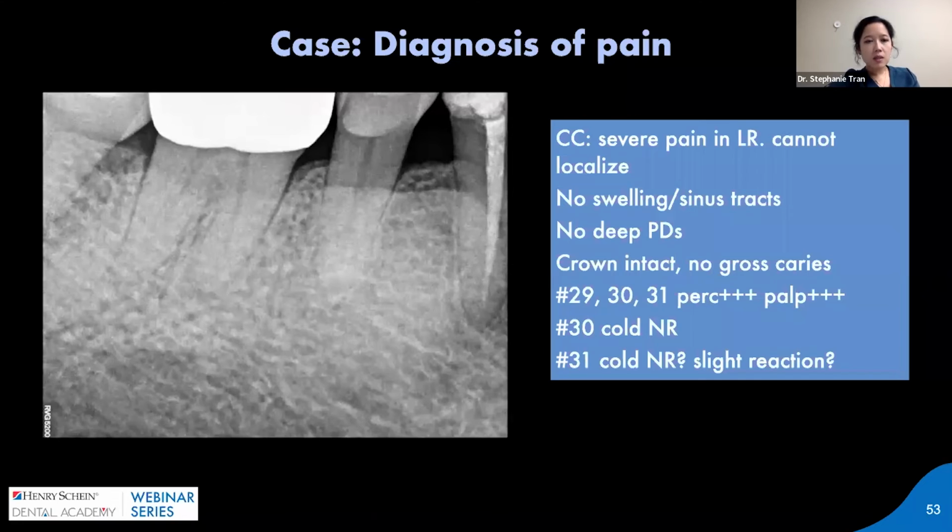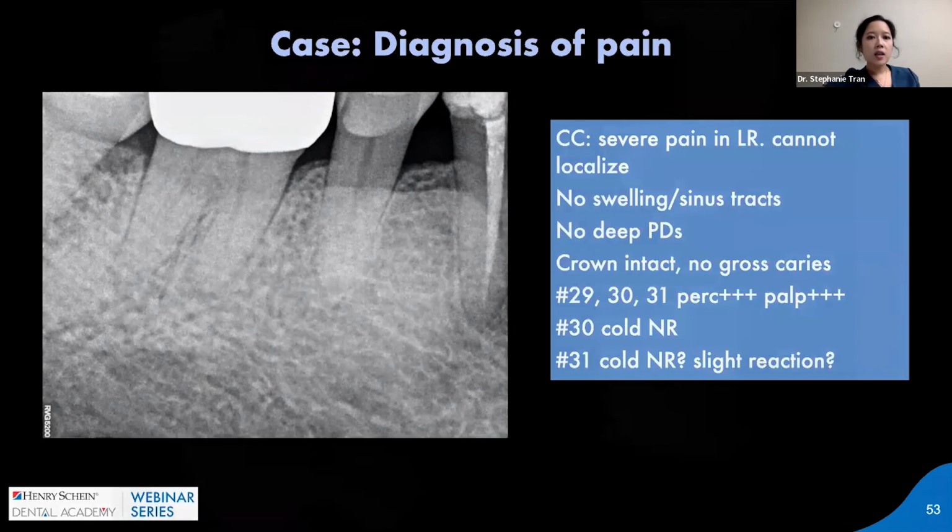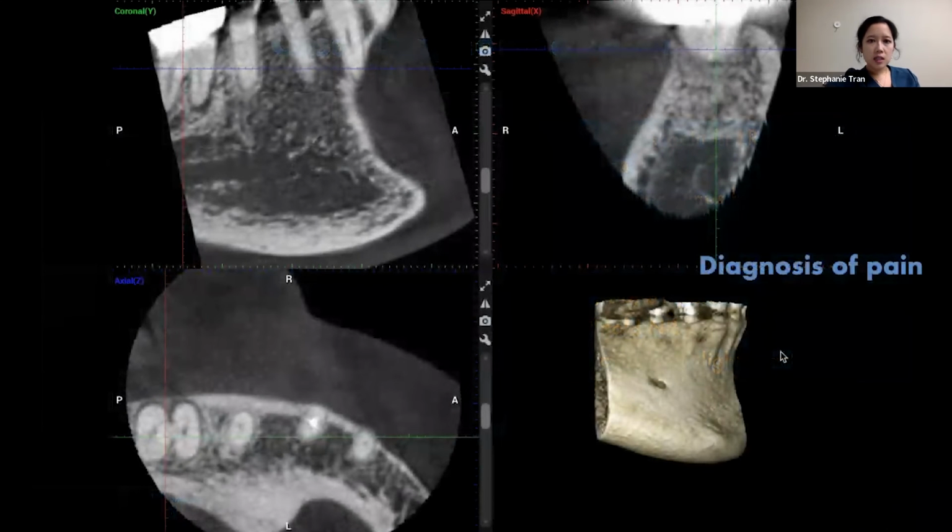The tooth seemed to not really respond to cold for tooth number 30, but 31 wasn't really clear either, and this patient was in so much pain it was very hard for her to have a clear response to exactly what was happening. In a situation like this, CBCT is so helpful. So what I did was I took a CT of that area, and sure enough, what do we find?